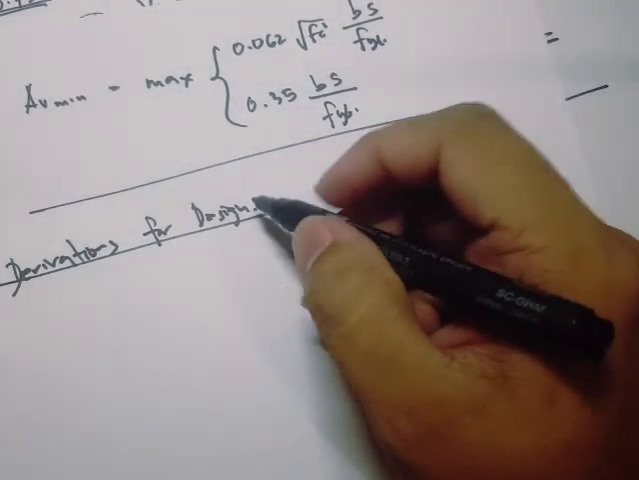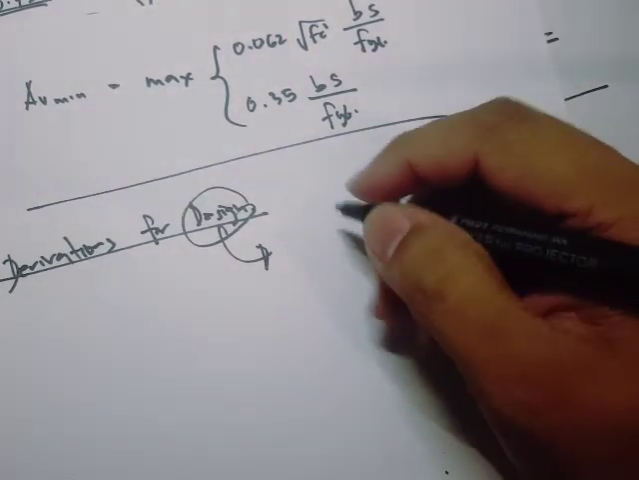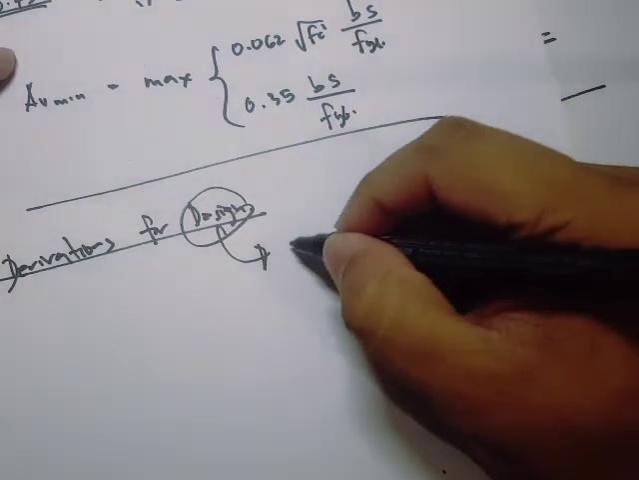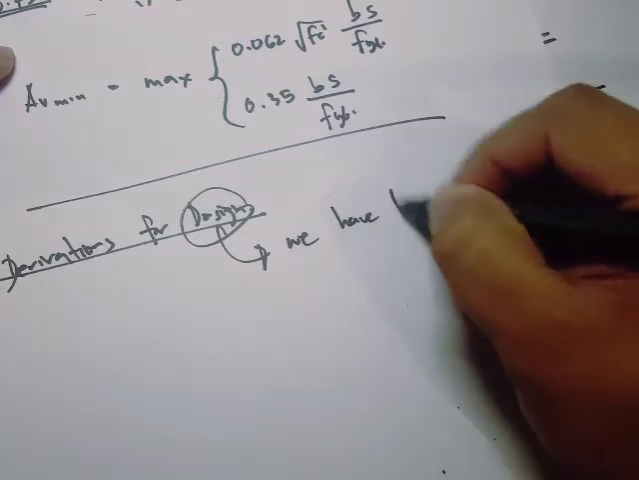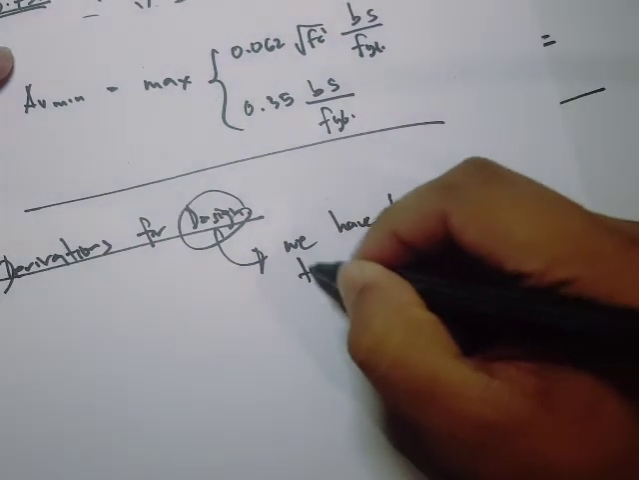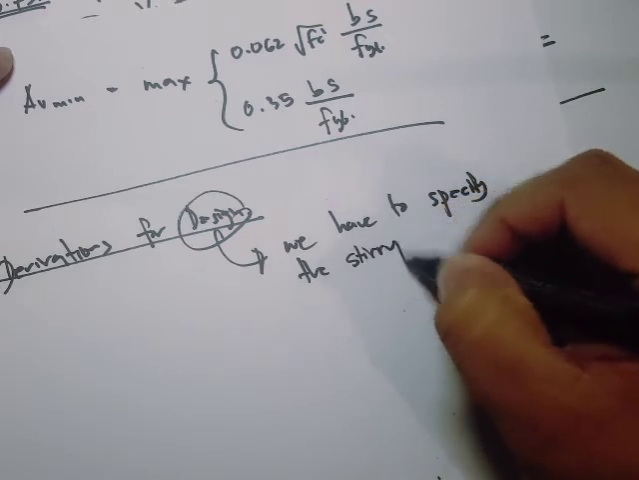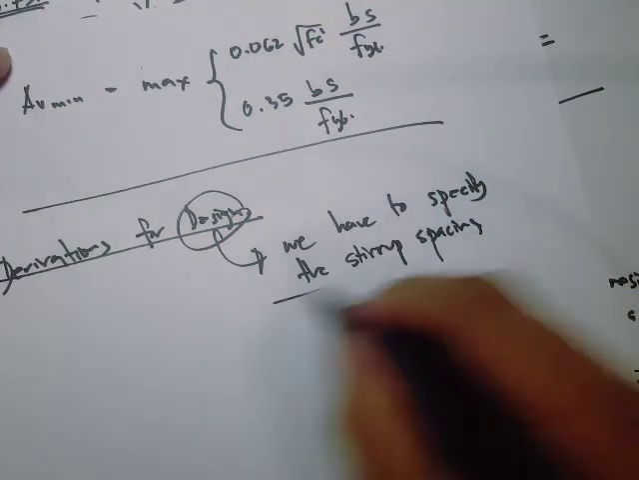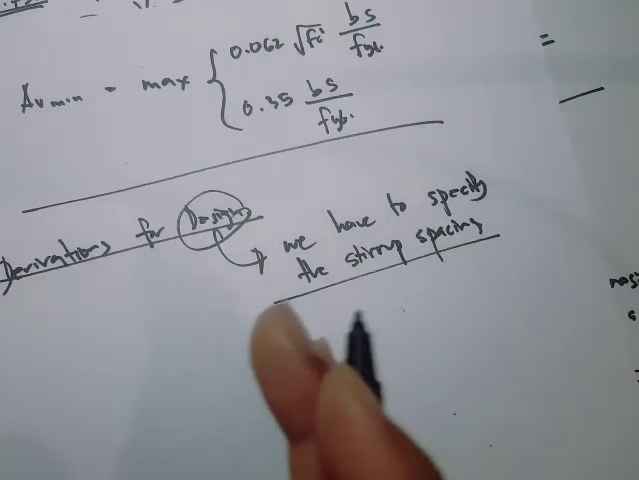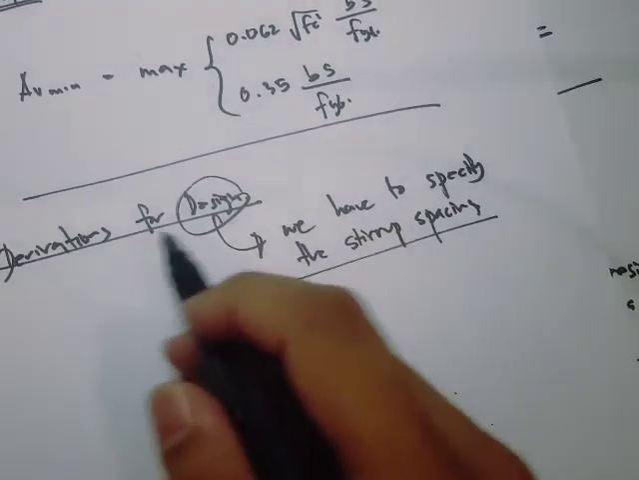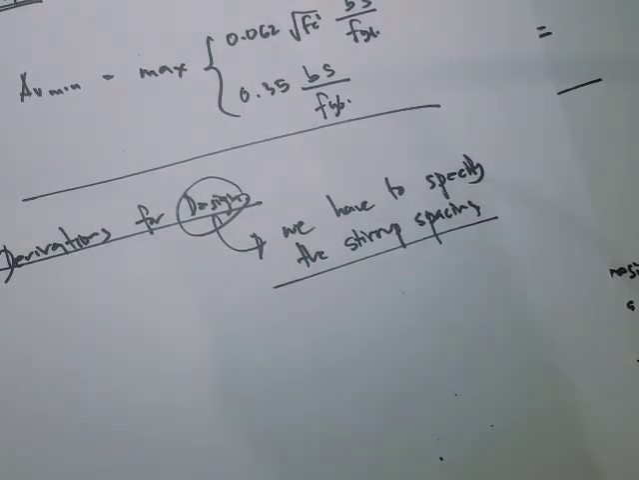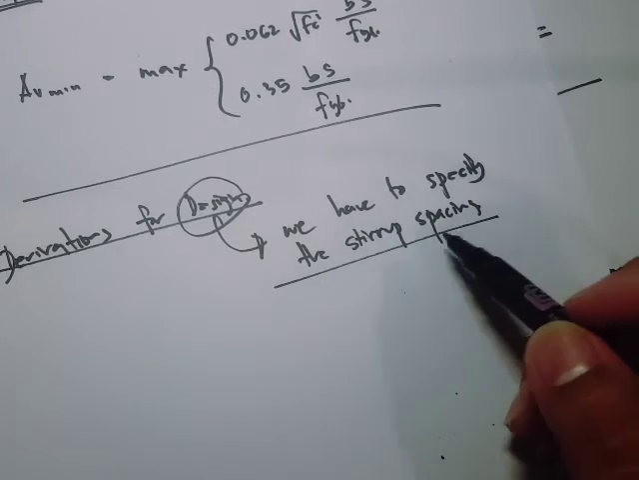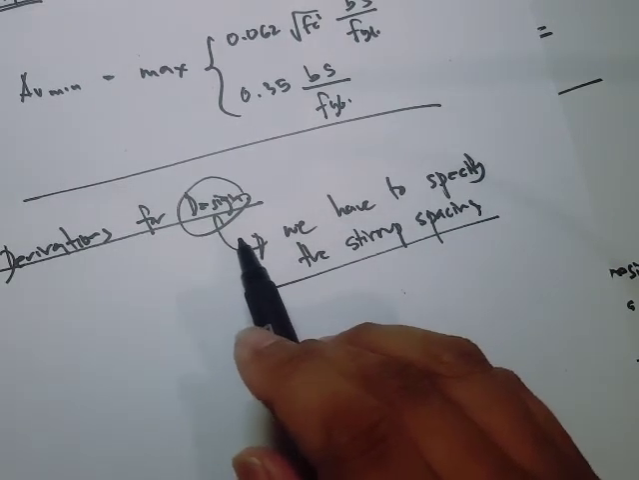By the way, when we say design, we mean that we have to specify the stirrup spacing. However, you can also do analysis. Let's say you're given this stirrup spacing configuration or layout. Then you just have to analyze the capacity, but for us here, we're going to try doing the design for shear reinforcements.